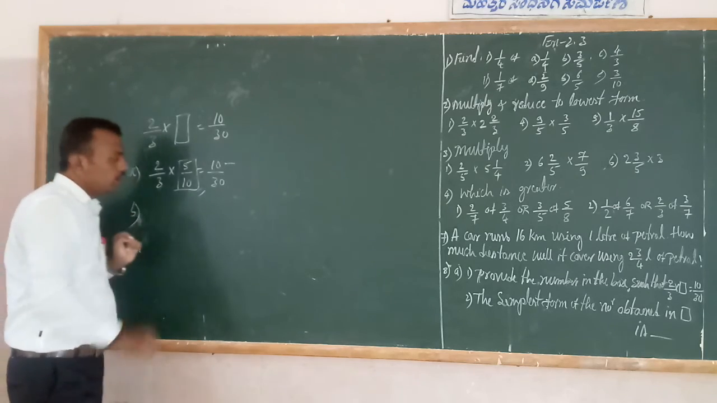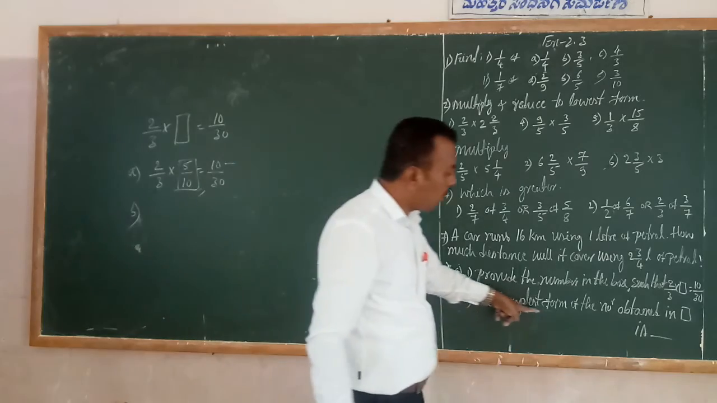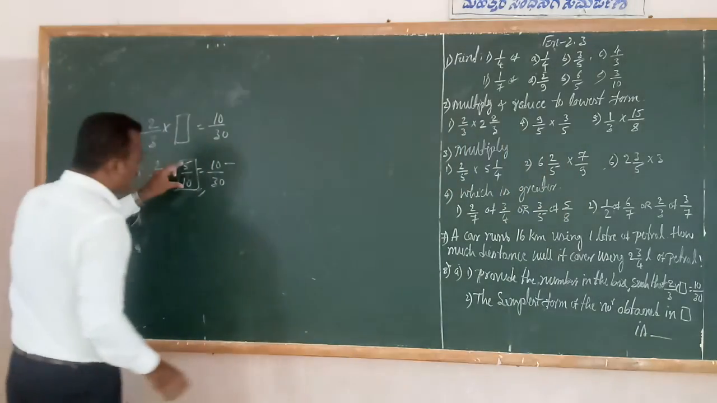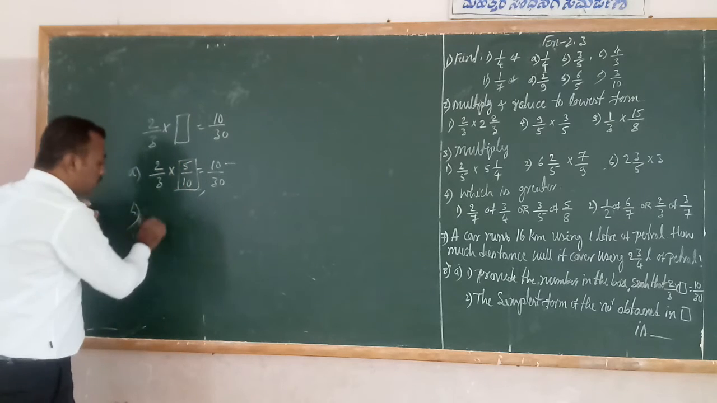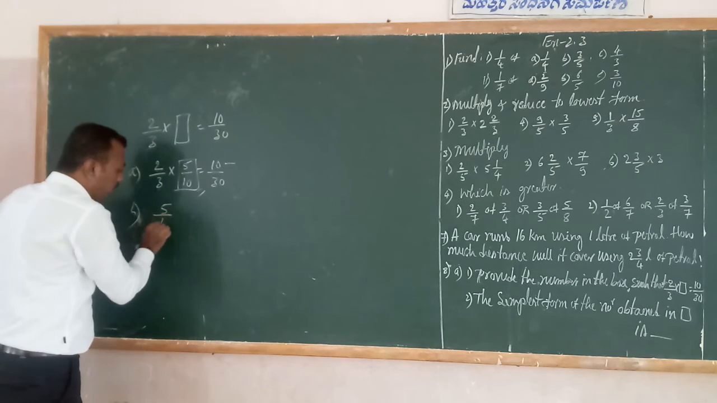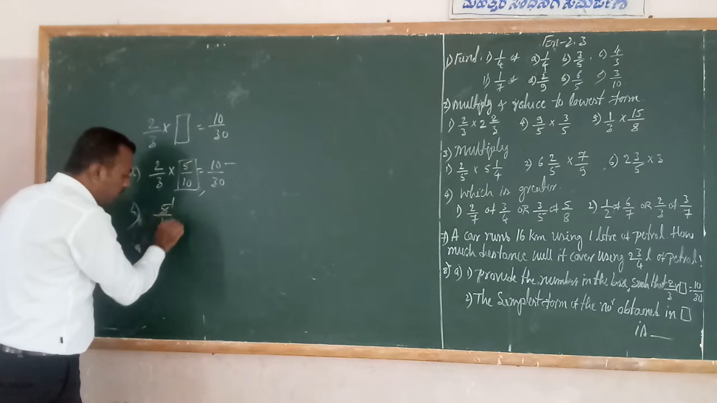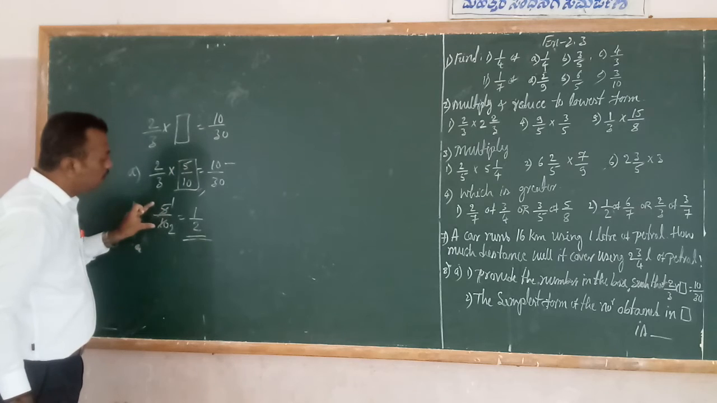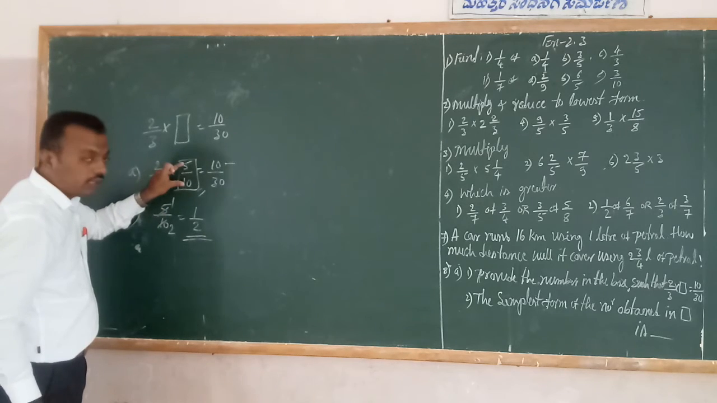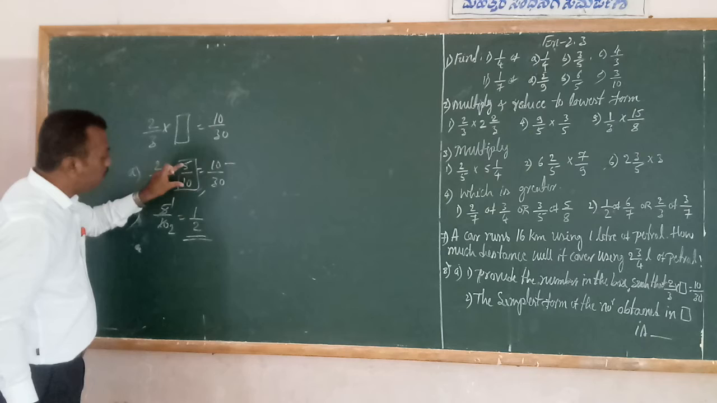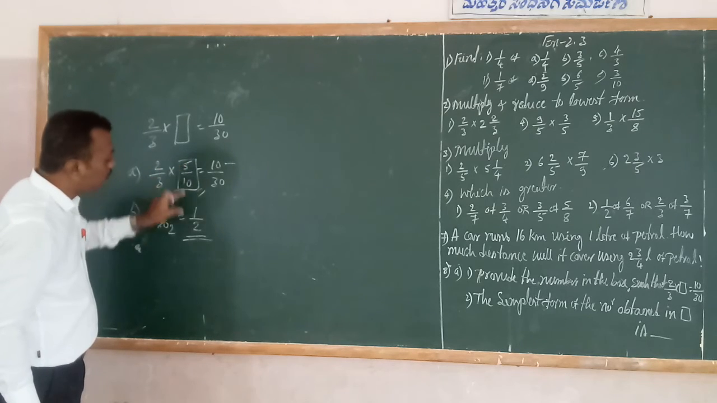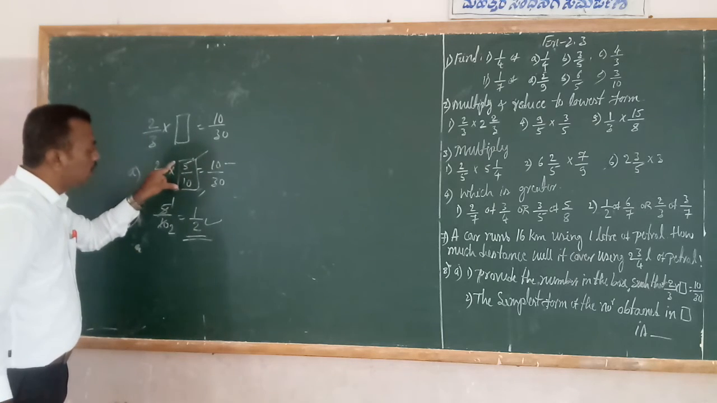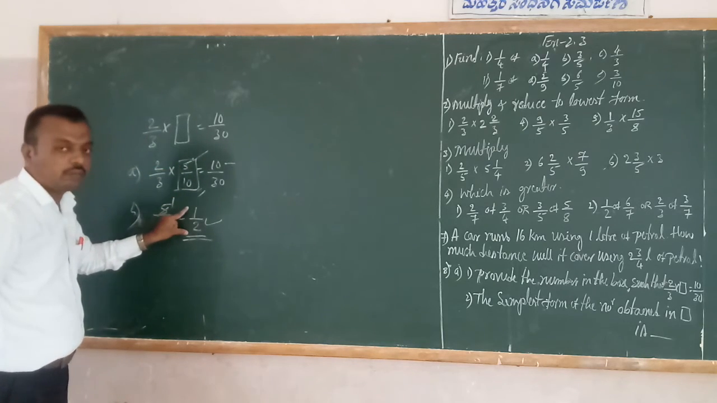Then B, the simplest form of the number obtained in the box. Which number is in the box? 5/10. What is the simplest form of 5/10? 5 1s are 5, 5 2s are 10, therefore 1/2. So 5 by 10 is the box, and the reducible form, or simplest form, is 1 by 2. Very simple, that's all.